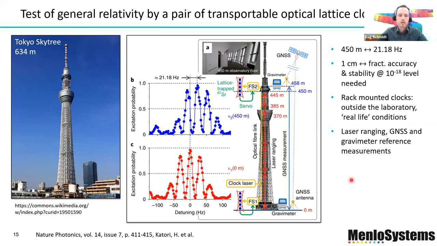Einstein's theory tells us that time ticks differently for different gravitational fields. So in the weaker field, up high, the time should indeed tick a little bit faster. And this is exactly what they measured here. You can see the excitation probability, and you see when they exactly hit the resonance at zero, we are at the maximum. This is the ground floor clock, and this one is the clock at 450 meters. And you indeed see a shift of 21 hertz. Sorry, I forgot that. Of course, these two lattice clocks are linked to each other with an optical fiber link here in yellow. And they can really measure this shift, which corresponds to 450 meters. And this is in perfect agreement with the theory of Einstein.